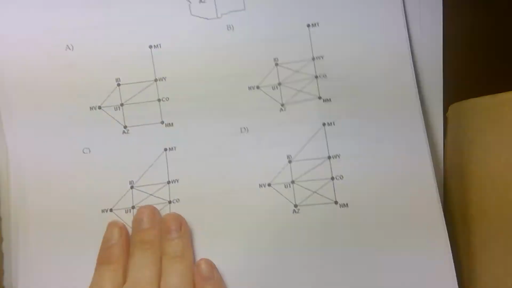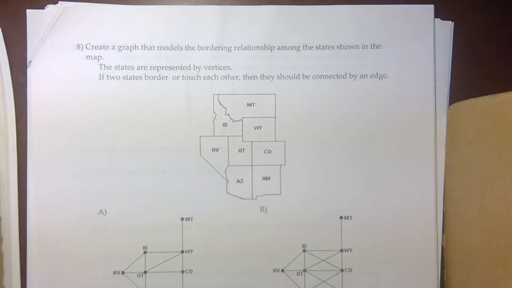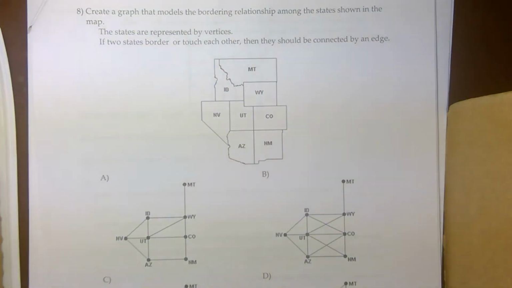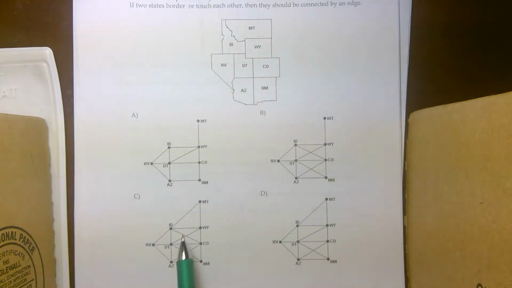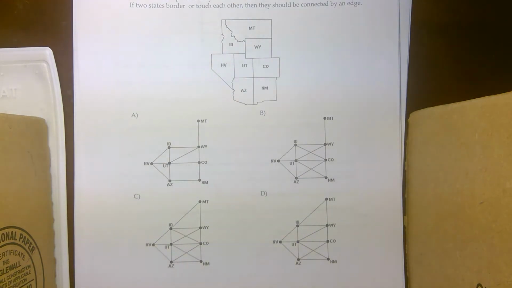Let's look at the next page. Number 8, we have a state model, and we have graph theory dealing with that. We have some rules set up. We want to show border relationships amongst the states. The states are represented by vertices. So we have 1, 2, 3, 4, 5, 6, 7, 8 states. So in each of our potential graphs, we have those 8 vertices. And if you look through, you see that every possibility, A, B, C, and D, have the correct 8 vertices.